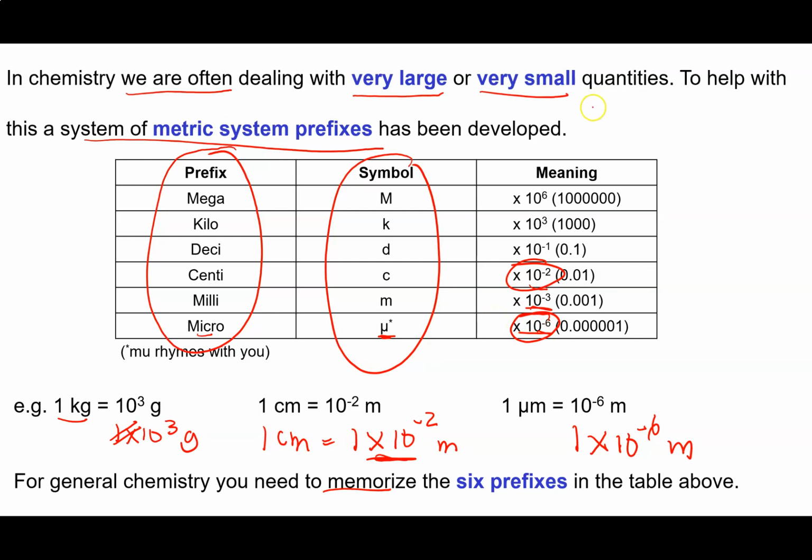If I have 2 centimeters, what does that mean? That means 2 times 10 to the minus 2 meters, right? If I had 5.1 micrometers, what does that mean? That means 5.1 times 10 to the minus 6 meters. So you see, it's just a little shorthand rather than having to write out these powers of 10.